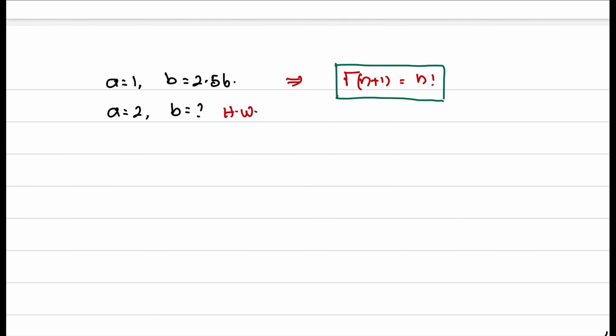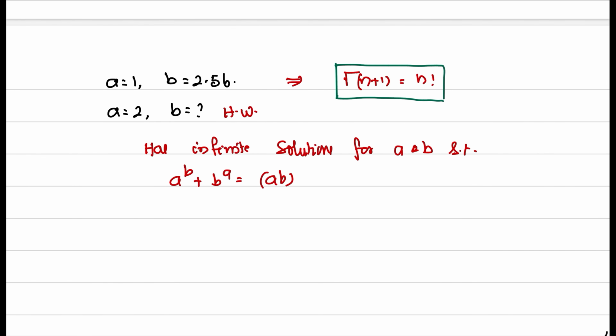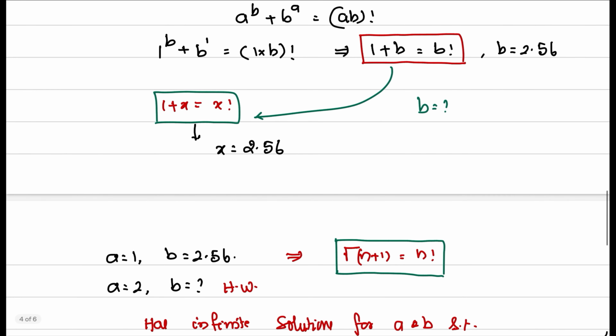When we are not restricting ourselves to the integers, because there is no integer solution, this particular question has infinite solutions for a and b such that a to the power of b plus b to the power of a is equal to ab factorial. This is the answer. That means you can give any value of a.